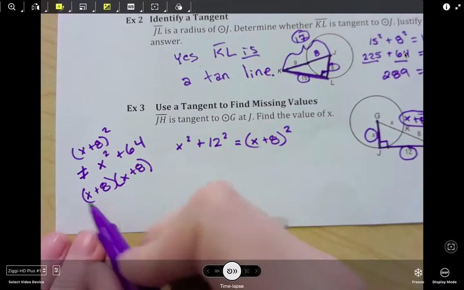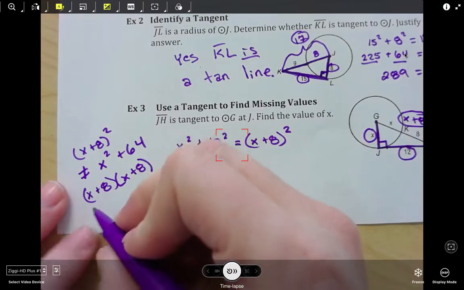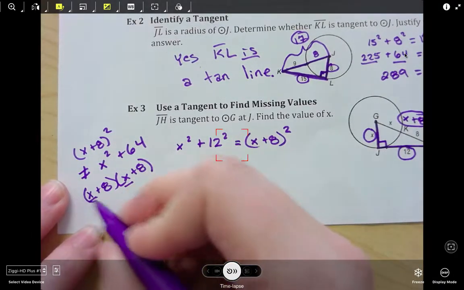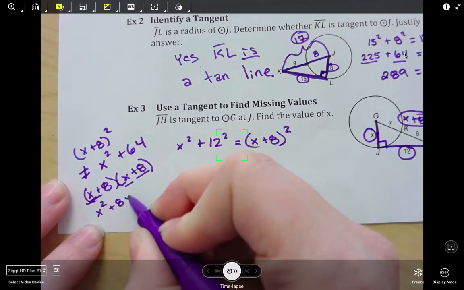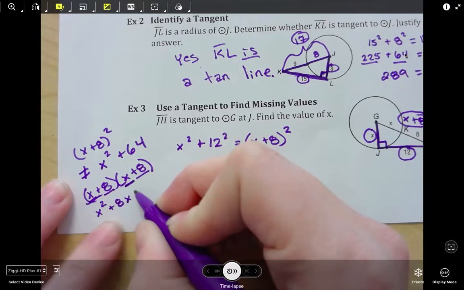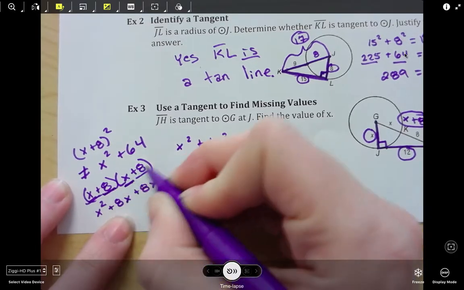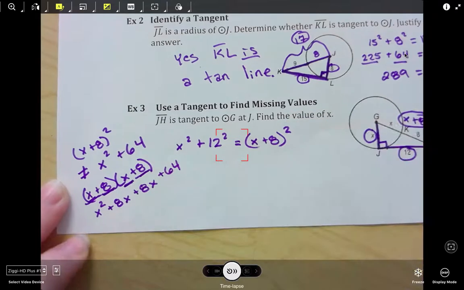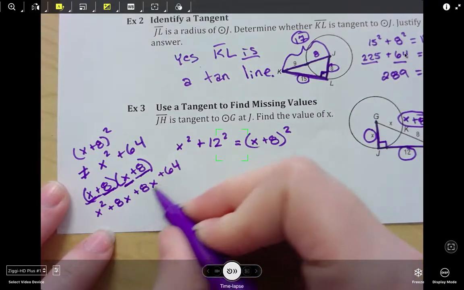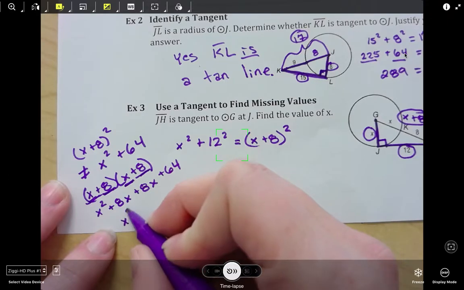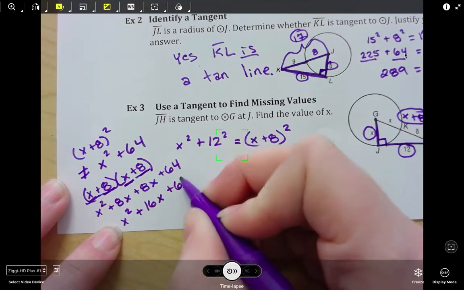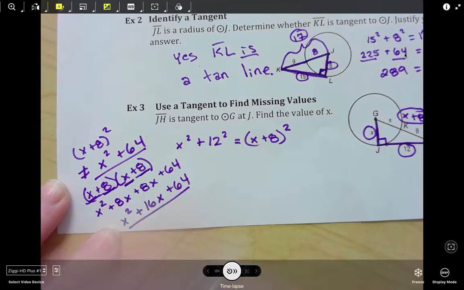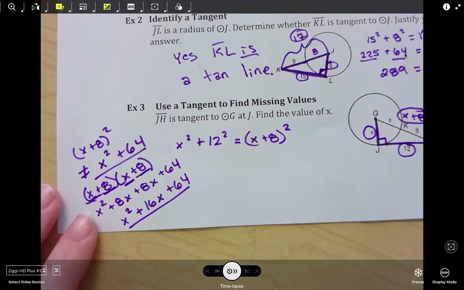So what we have to do here is actually FOIL. We take x times x first to make x squared, then x times 8 makes plus 8x, then 8 times x is another plus 8x, and now 8 times 8, that's where the 64 comes in. If I put all 4 of those pieces together, I can combine the 8x's in the middle. So x squared plus 16x plus 64. This is a lot different than x squared plus 64. It's got that 16x in the middle. You can't forget him.